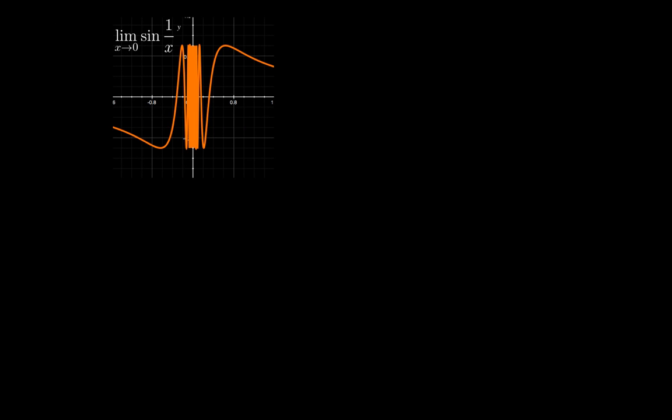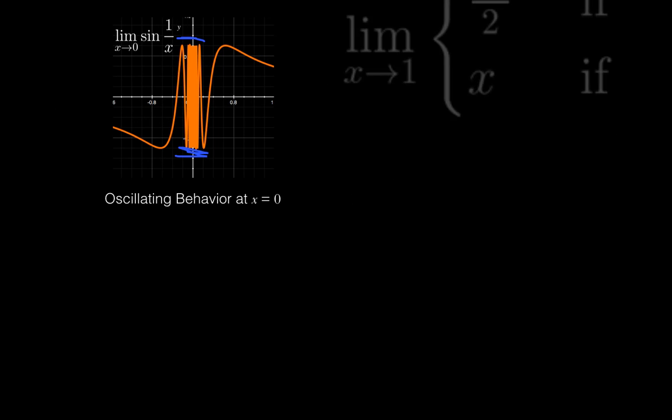Let's take the limit as x approaches 0 of sine of 1 over x. We can see that as x gets closer and closer to 0, it isn't approaching any one value. In fact, the function is oscillating back and forth between 1 and negative 1. Because the function is not approaching any one value, its limit does not exist.